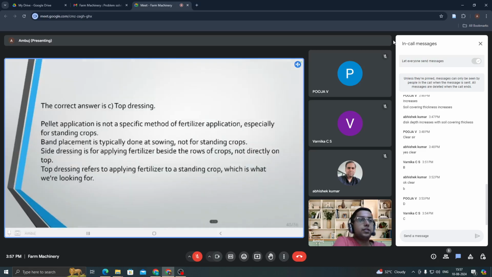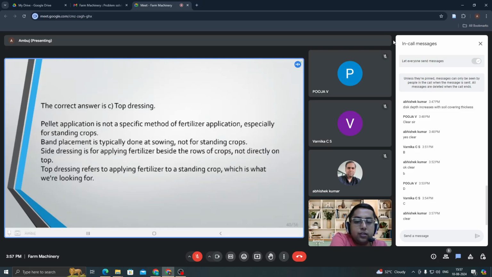Correct answer would be top dressing. Pellet application is not a specific method. Band placement is typically done at the sowing or planting stage. Dressing is not a particular option. Top dressing would be what you will see. Okay, clear.